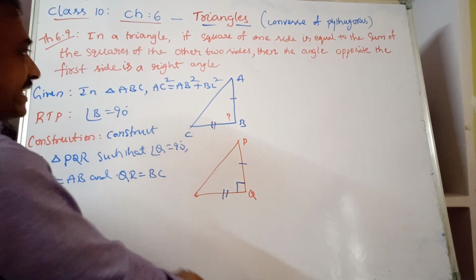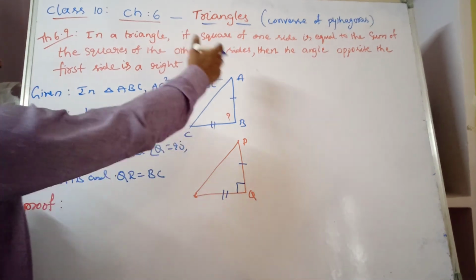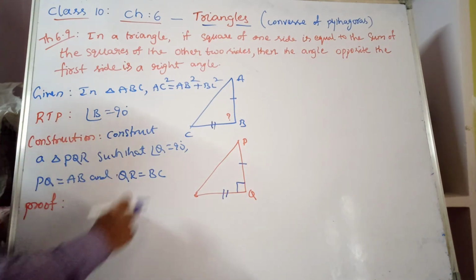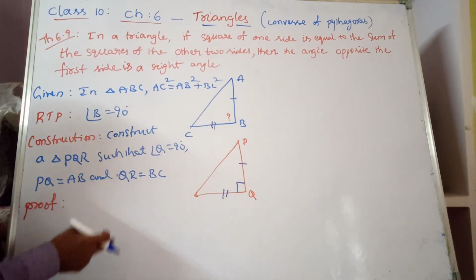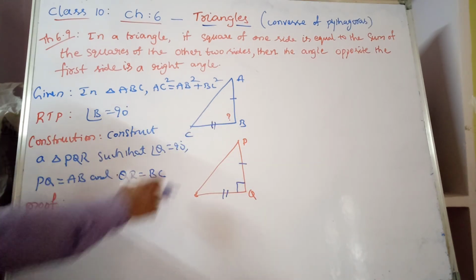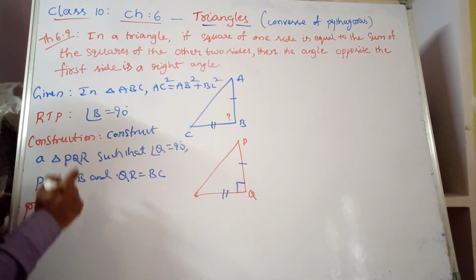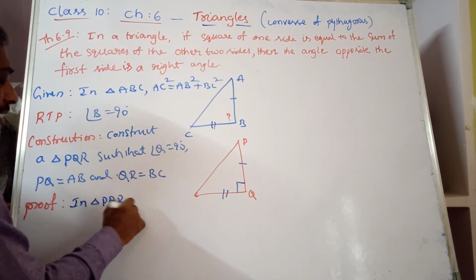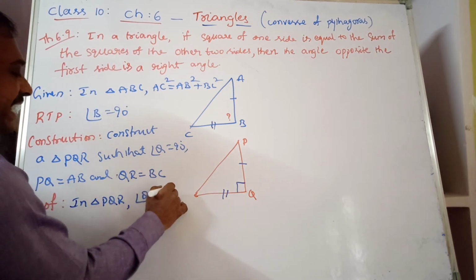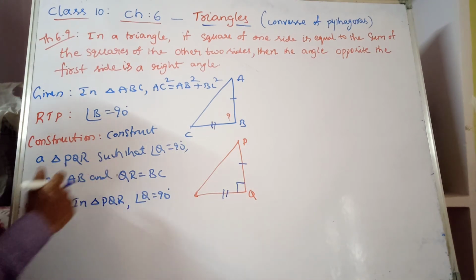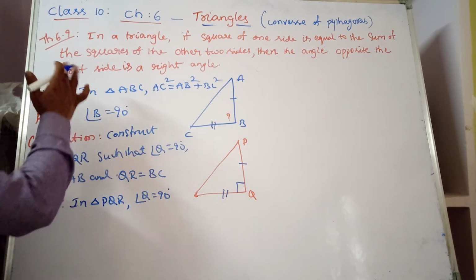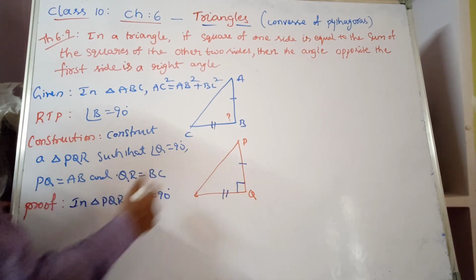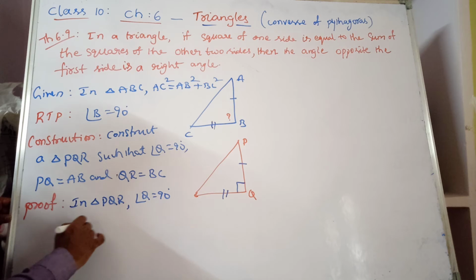Observe it. Very easy and interesting. In triangle ABC, AC square is equal to AB square plus BC square is given. But now we constructed a right triangle to prove angle B is 90 degrees. So in triangle PQR, angle Q is equal to 90 degrees. According to Pythagoras theorem 6.8, the square of the hypotenuse is equal to the sum of the squares of the other two sides.